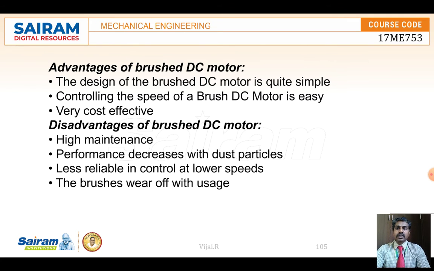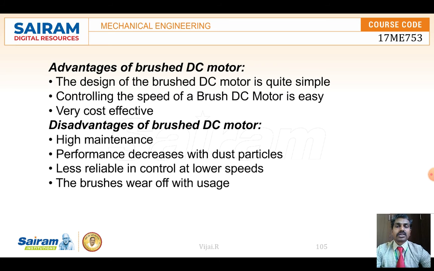Okay. And the advantage of the brushed DC motor is that it's quite simple, and controlling the speed of the brushed DC motor is very easy. The disadvantage is that it always has contact with the commutator, so high maintenance is needed, and due to dust particles the performance may be affected, and it is less reliable in control at a lower speed. This is the normal brushed DC motor.